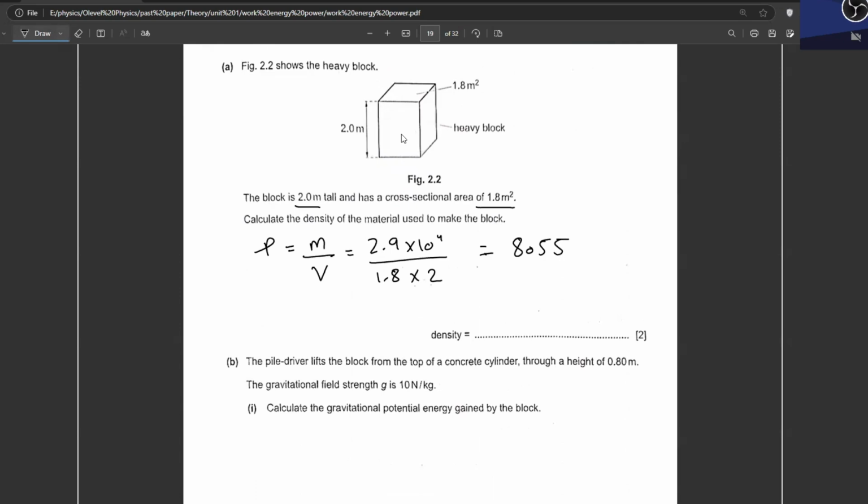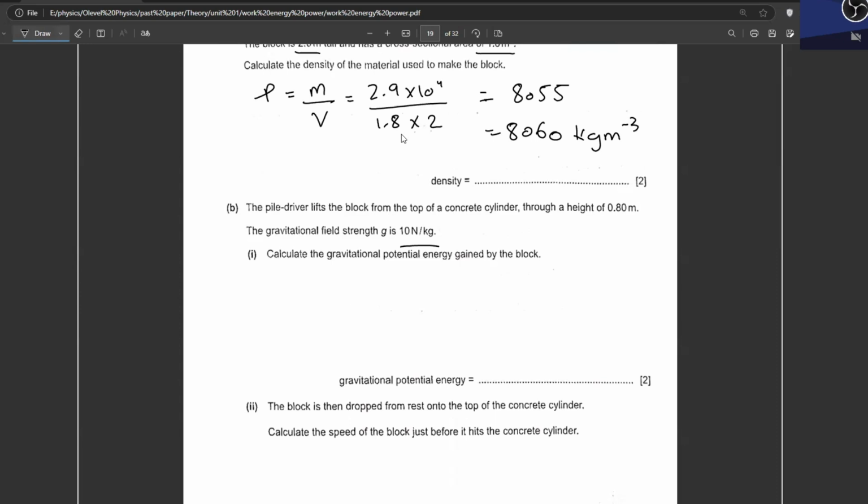8055. If I convert it to three significant figures, 8060 kg m^-3. Simple as that. The pile driver lifts the block from the top of a concrete cylinder through a height of this. The gravitational field strength is this. Calculate the gravitational potential energy gain. So the gain in gravitational potential energy will be what? Mass, g, into change in height.